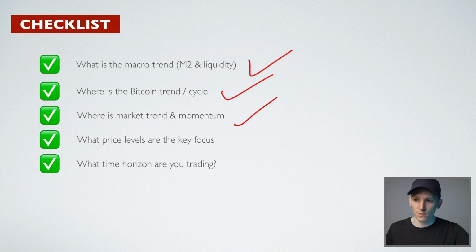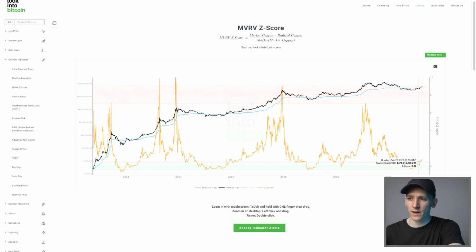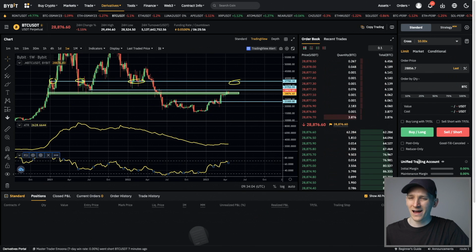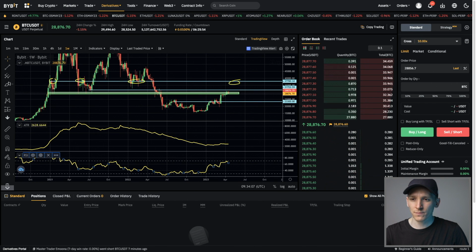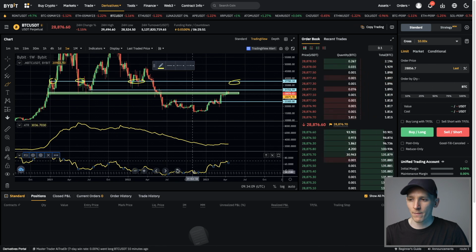What is the market trend and momentum? We can look at RSI right here. I think it's also good to just look at market sentiment as well. But just from technical indicators, it looks like the momentum is actually picking up.